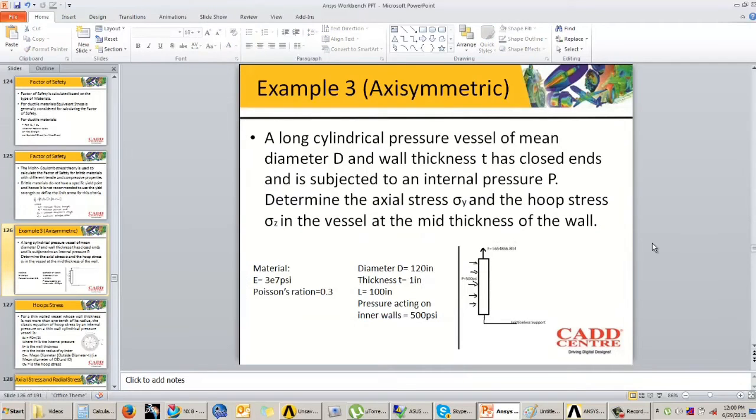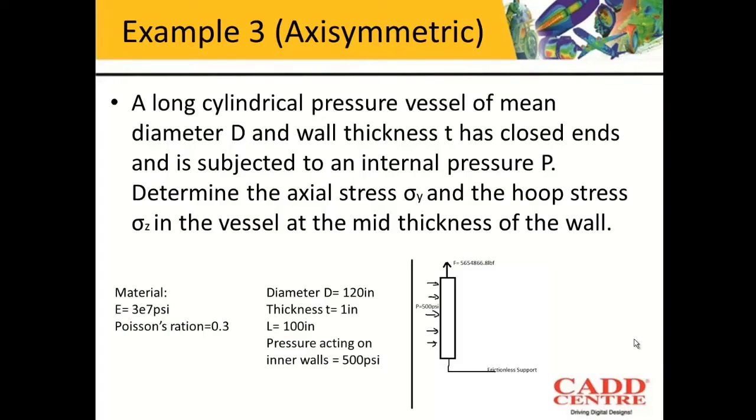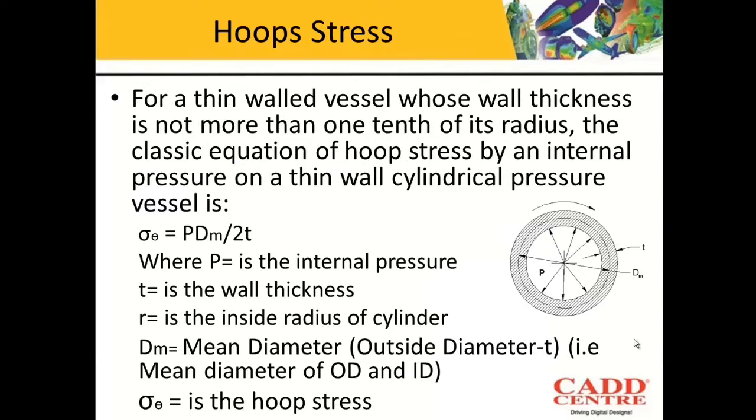Before we start solving this problem, let us first understand what is hoop stress. Whenever we have a thin walled vessel whose wall thickness is not more than 1/10 of its radius, we can calculate the hoop stress, and the equation for calculating it is sigma theta equals P dm divided by 2T. P is the pressure acting, dm is the mean diameter, which can also be calculated as outside diameter minus t, and sigma theta is nothing but the hoop stress.